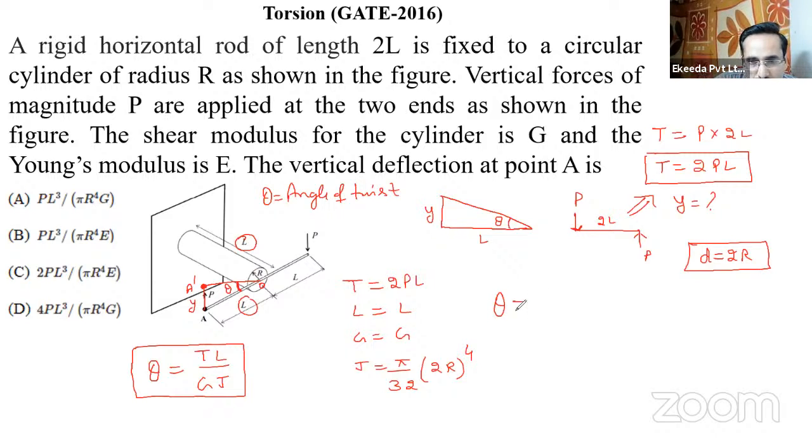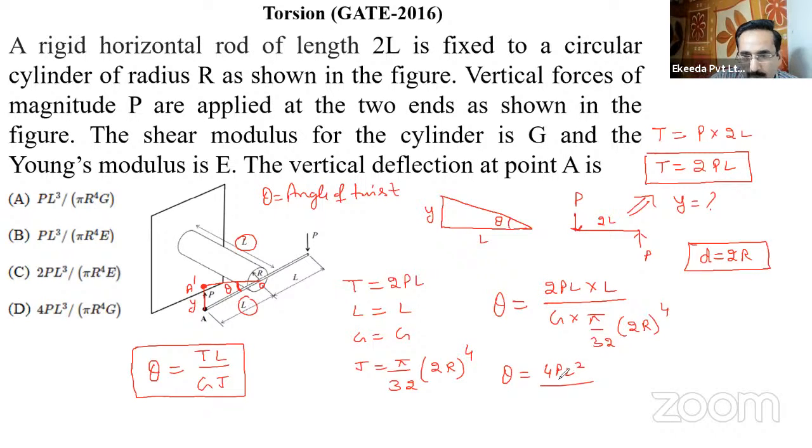So angle of twist will be equal to T, which is 2PL, multiplied by L, the length, upon G as it is, multiplied by pi by 32 (2r) to the power 4, right? Solving it somewhat, you will get theta as, I'm writing after solving, 4PL square upon pi G r to the power 4. This is the angle of twist, right?